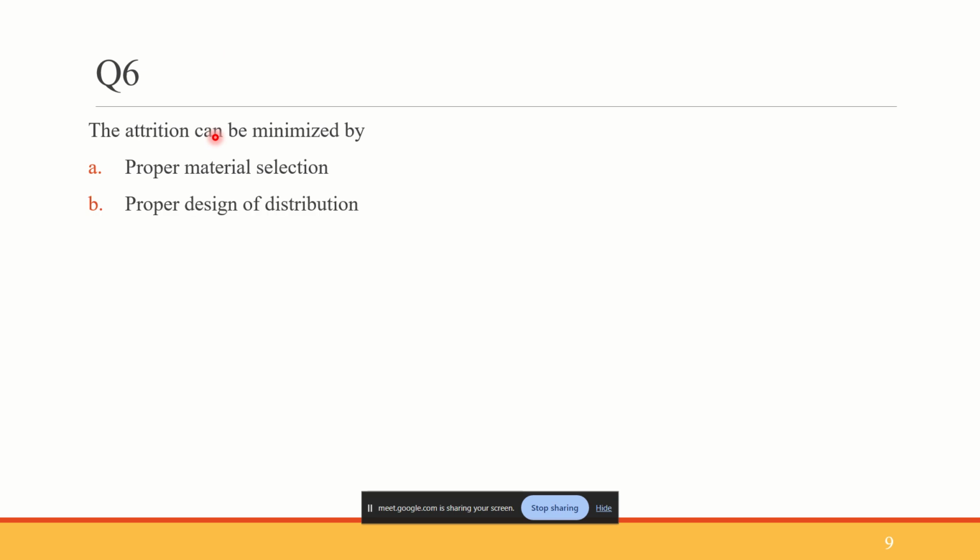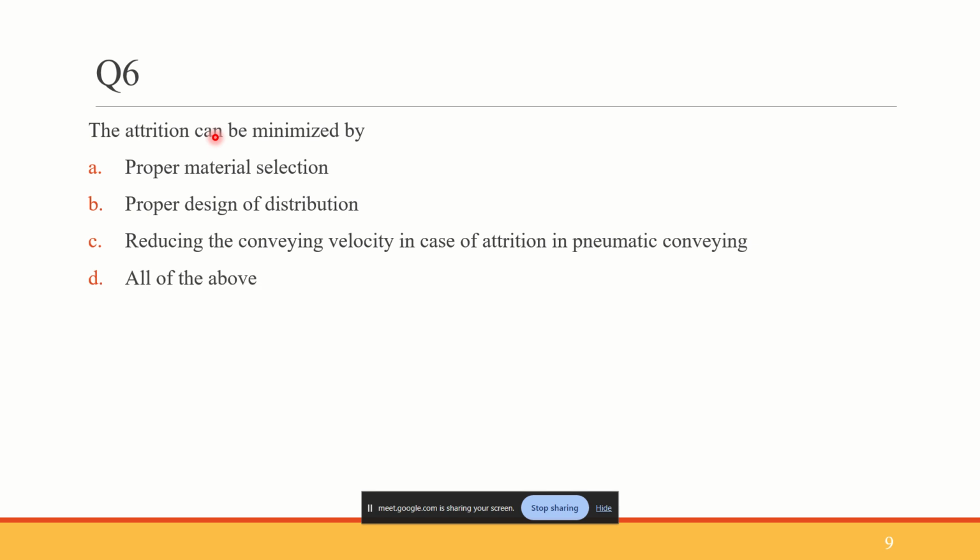In question 6, it is given that the attrition can be minimized by dash. Option A, proper material selection. Option B, proper design of distribution. Option C, reducing the conveying velocity in case of attrition in pneumatic conveying. Option D, all of the above. So think logically, how can you minimize attrition?